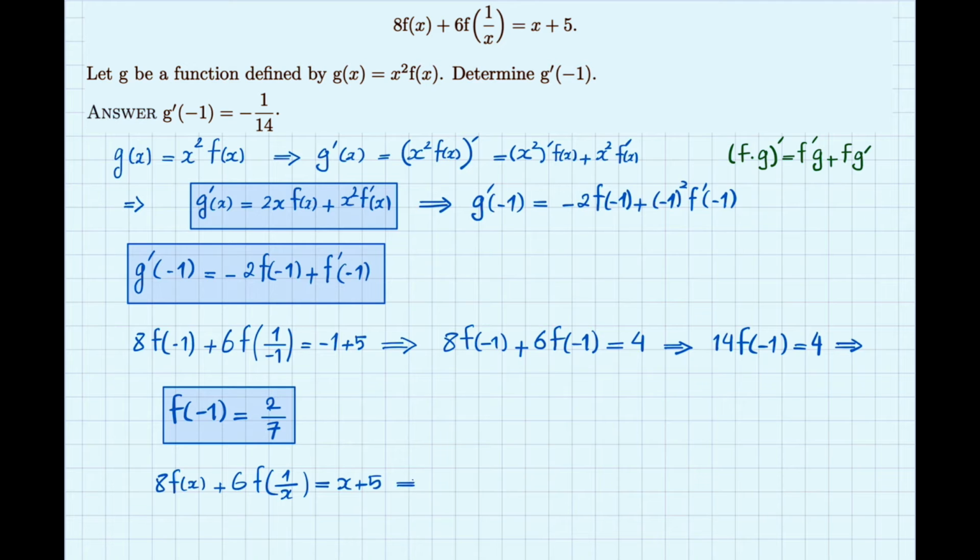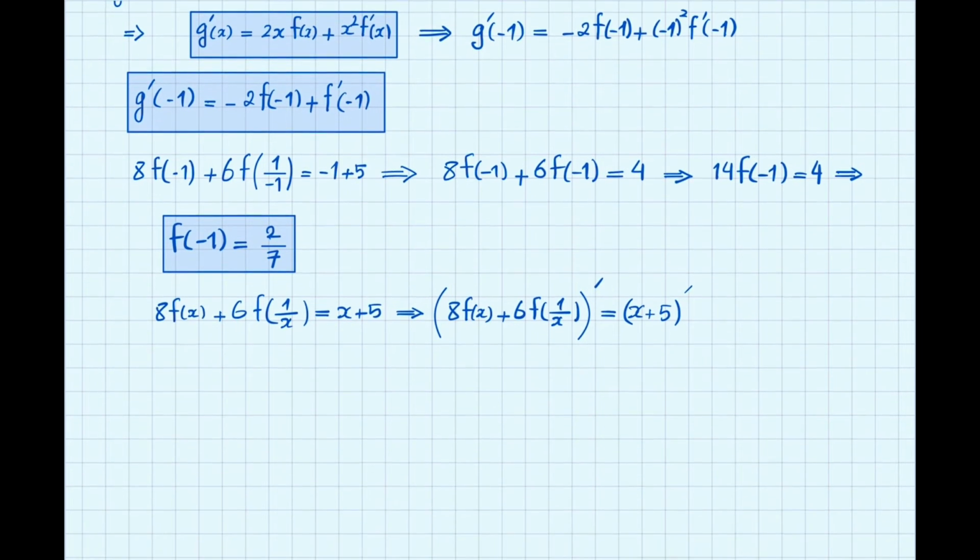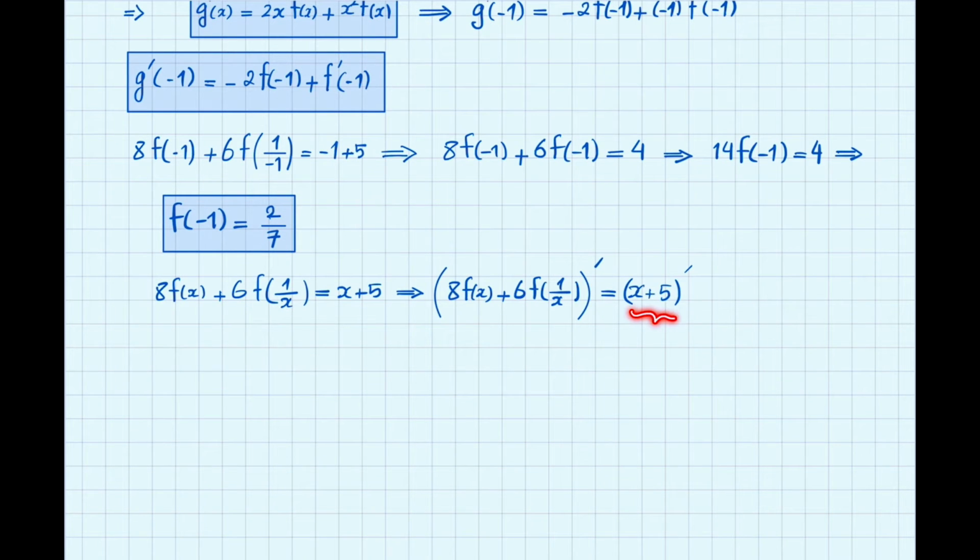Okay, and then I differentiate both sides, because this relation holds for all possible values of x, non-zero x's. So it means that these two functions, the one on the left and the one on the right, are equal. So I can conclude that the derivative of this function is also equal to the derivative of the function on the right, yes? Okay, but the derivative of the right-hand side is very elementary. It becomes 1, the derivative of x is 1, the derivative of 5 is 0. But then here you have the sum of two functions, and then you have two constant numbers.